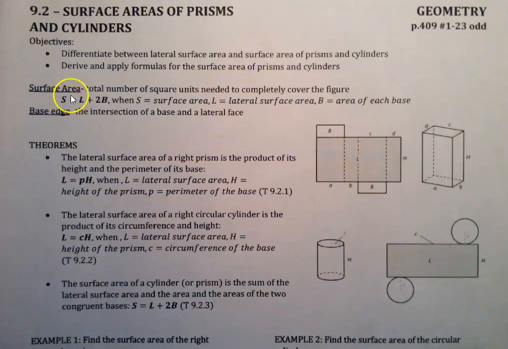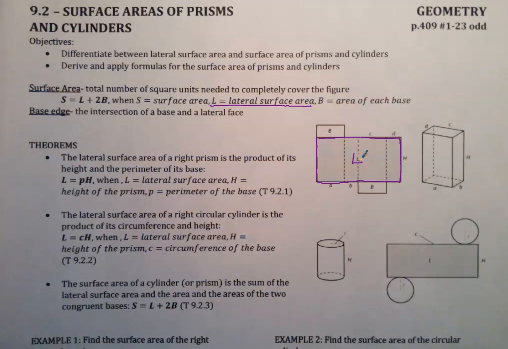So S stands for surface area. S equals L plus 2B. Okay, and it says when S equals the surface area, L is our lateral surface area, and B is the area of each base. All right, so let's look at this for a second. The lateral surface area, if we look at the diagram, is just the sides that you see. It's not the bases. That's why that's labeled L in there.